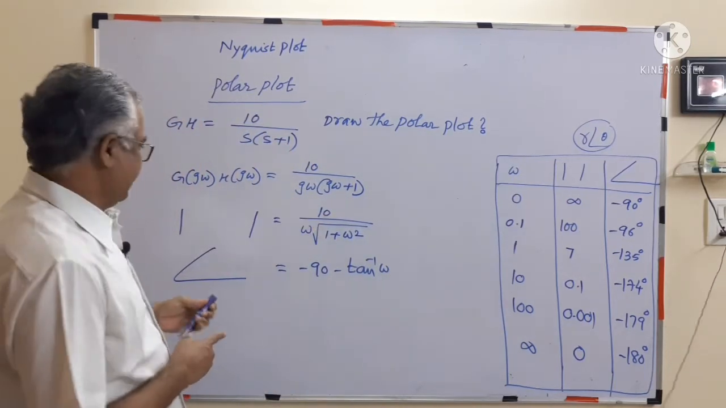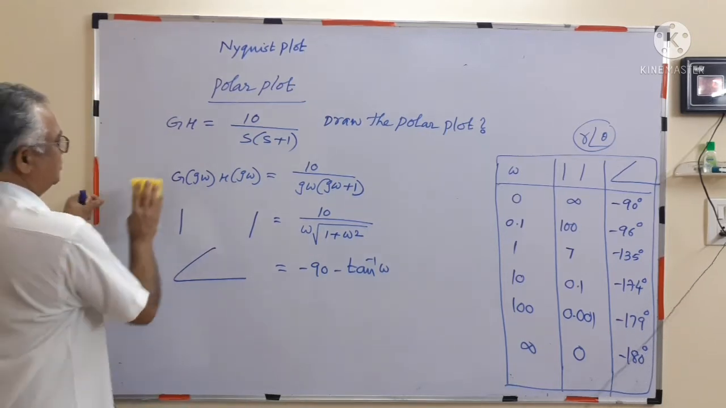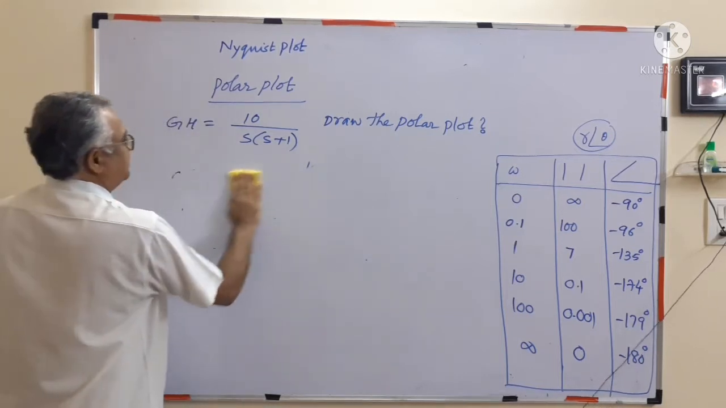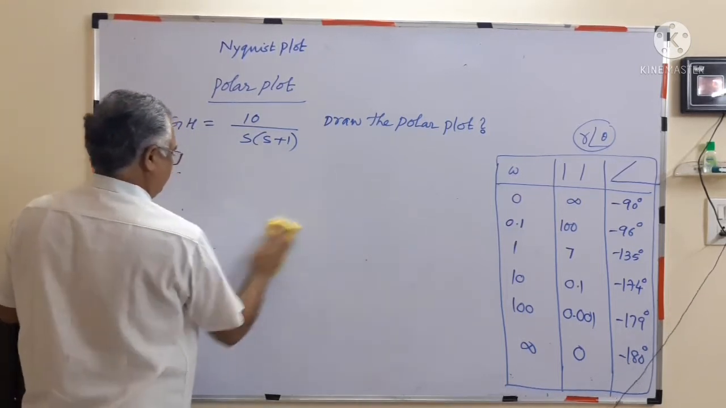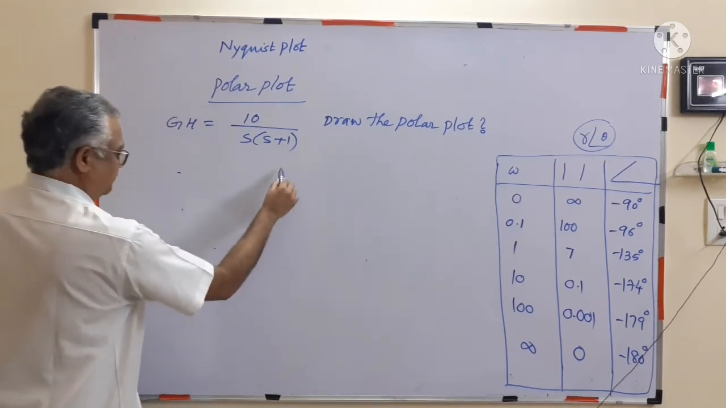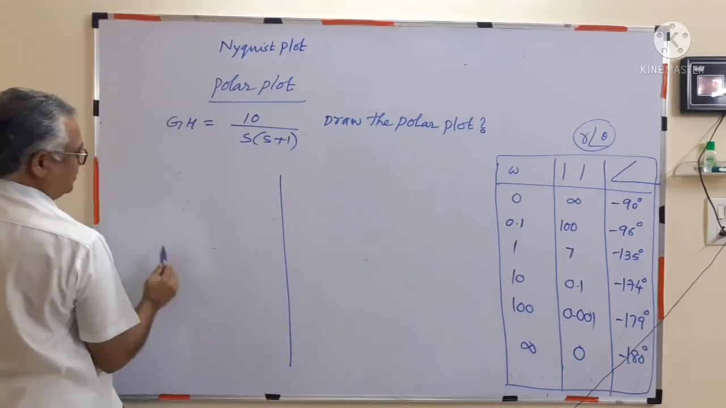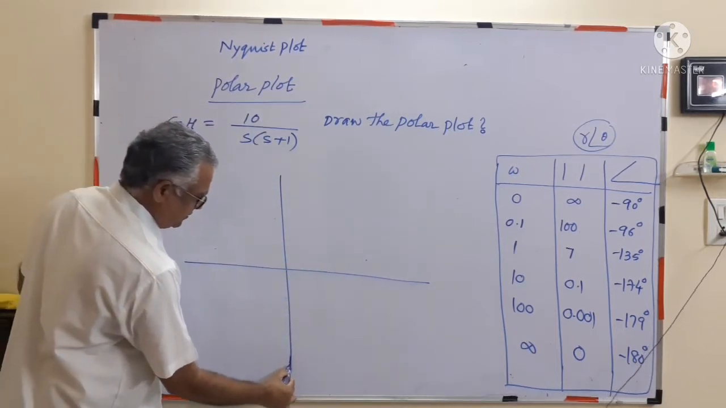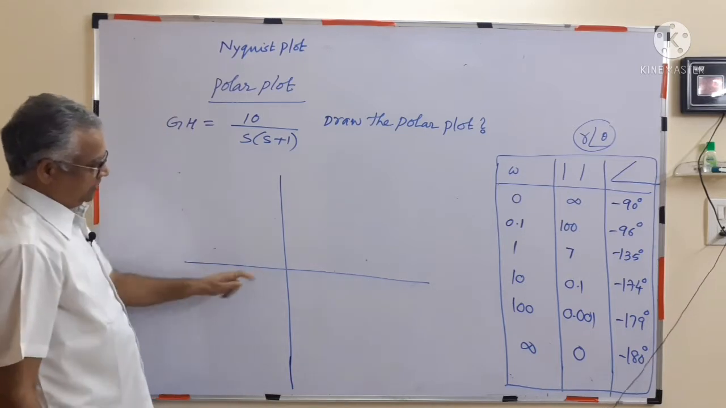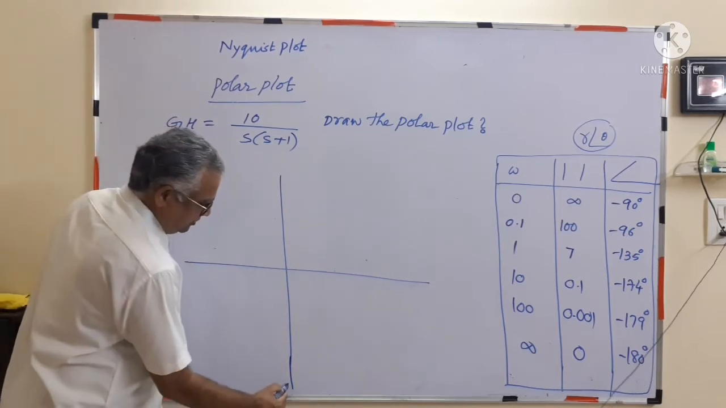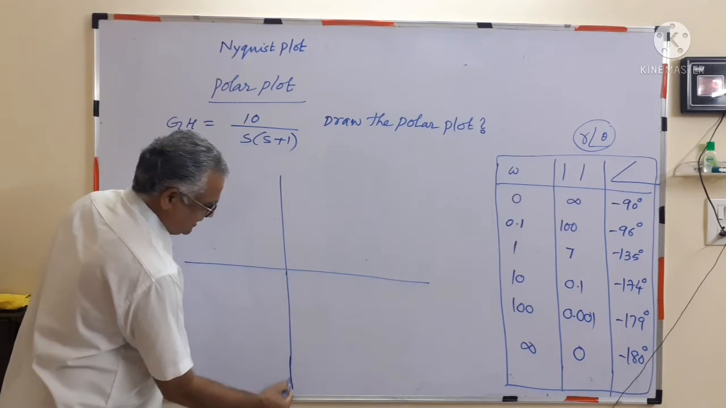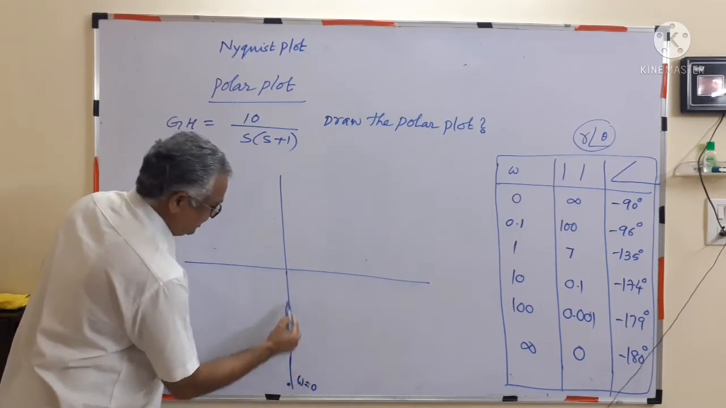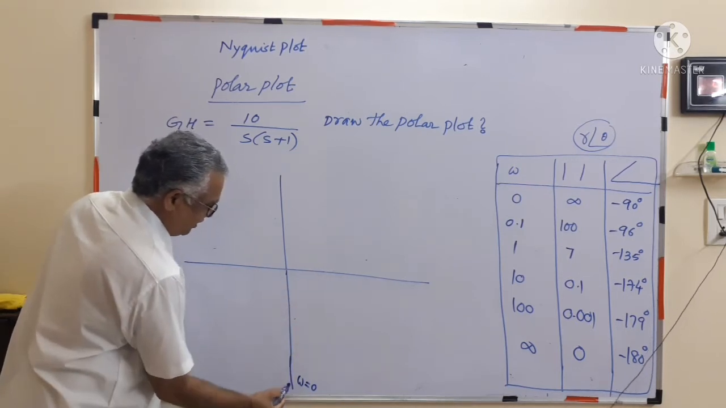So with the help of these details, next we have to draw the plot. So how to draw? With frequency 0, length is infinite, angle of minus 90. So this line is minus 90. The point is located here. What is this distance? Infinite. What is the frequency? 0. When frequency is 0, length is infinite, angle of minus 90.